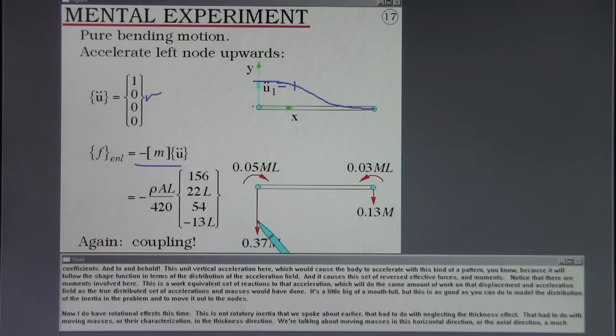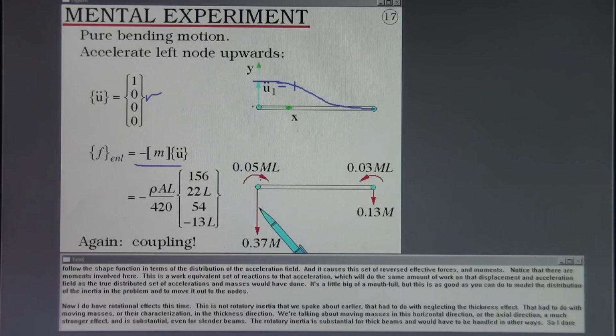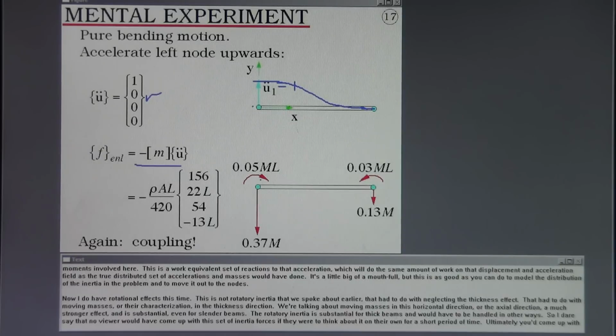And moments. Notice that there are some moments involved here. This is a work equivalent set of reactions to that acceleration, which will do the same amount of work on that displacement and acceleration field as the true distributed set of accelerations and masses would have done. It's a little bit of a mouthful, but this is as good as you can do to model the distribution of the inertia in the problem and to move it out to the nodes.